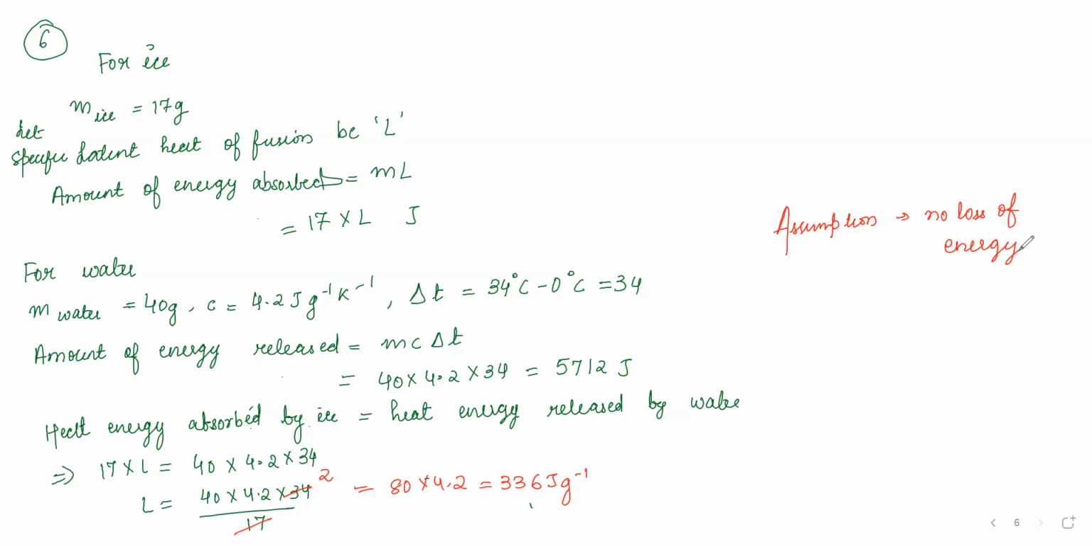We'll move to question number 7. Okay, so what is question number 7? It says the temperature of 170 gram of water at 50 degrees Celsius is lowered to 5 degrees Celsius by adding a certain amount of ice. Find the amount of ice that has been added.